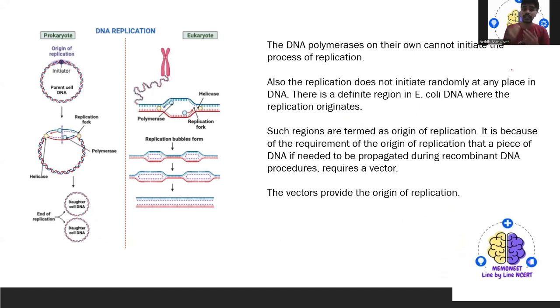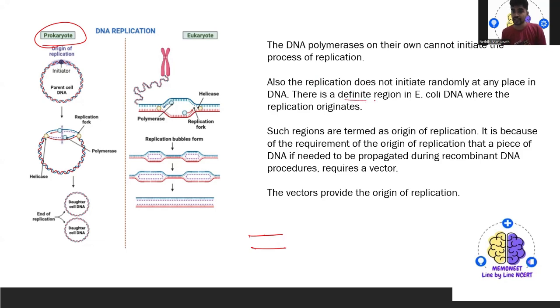DNA polymerase on its own cannot initiate the entire process of replication. That is what they're saying. Also, the replication does not initiate randomly at any place. Say if it is a DNA, obviously replication will not happen randomly in any place. There has to be a specific place. Say in E. coli, if we observe, there will be a specific place. Same thing in the eukaryotes also.